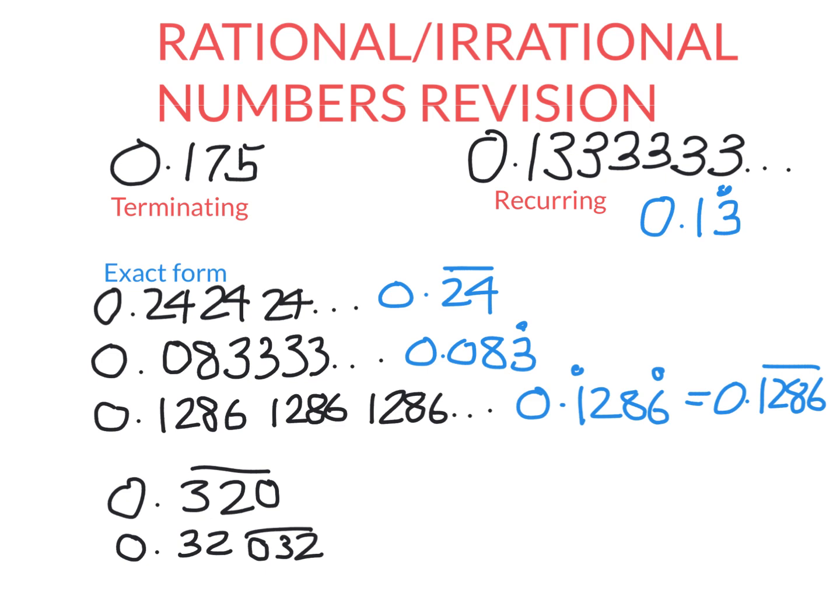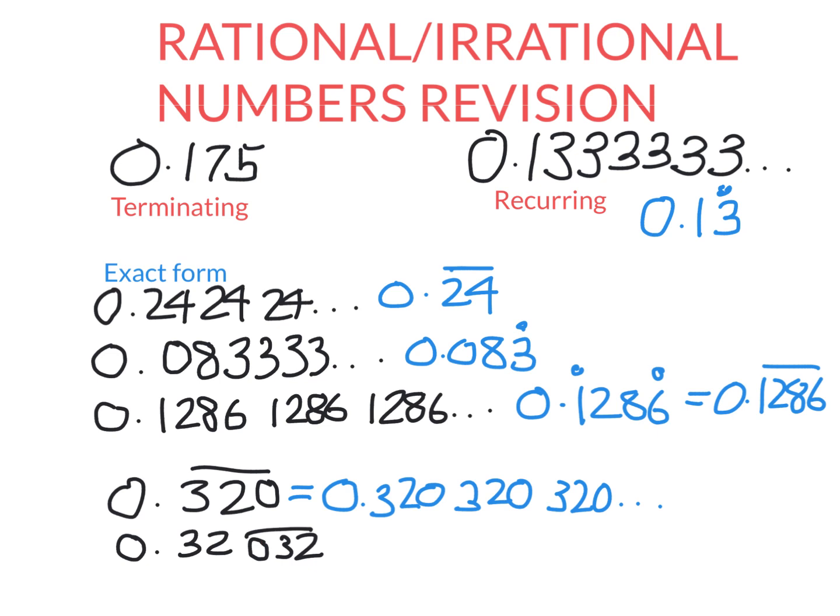Now, sometimes there is more than one way to write a recurring decimal in exact form. For example, these two decimals are exactly the same. Why is that? Well, you probably know that the first one, because there's a dash over the 320, is just going to be 320, 320 written infinitely many times. So again, we put 3 dots to indicate that that pattern goes on forever.